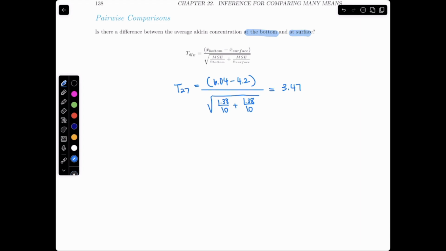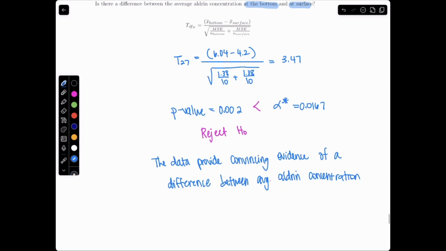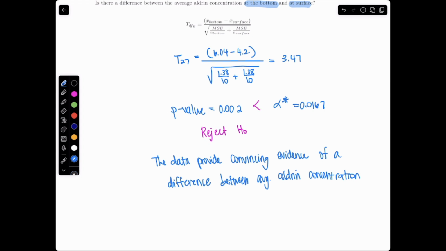And if you use the student t-distribution to find your p-value, it's 0.002, and our corrected alpha is 0.0167. So this time our p-value is less than our significance level, so we reject the null. And we conclude the data do provide convincing evidence of a difference between average Aldrin concentration at the bottom and at the surface, which again does support my hypothesis that there was a difference by looking at the box plot.